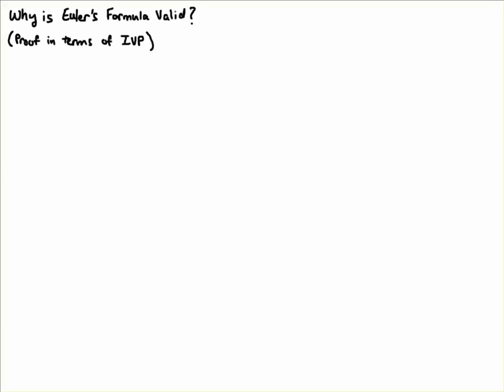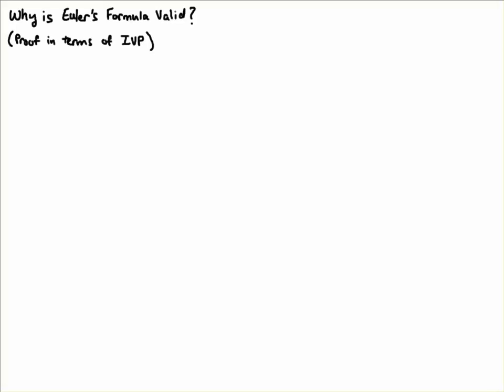Hello students. In this video we're going to go through a proof as to why Euler's formula is valid. Now I'm going to do this in the context of existence and uniqueness for initial value problems. The most common proof you'll see uses Taylor series expansion of the exponential, the sine, and the cosine.